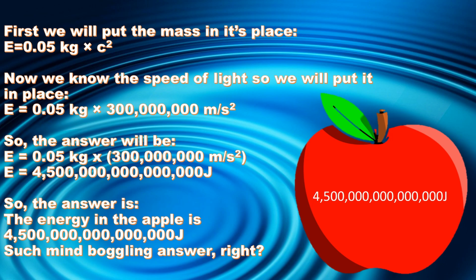So, the answer will be E equals 0.05 kg into 300 million meters per second squared, which is E equals 4 quadrillion 500 trillion joules. So the answer is, the energy in the apple is 4 quadrillion 500 trillion joules. Such mind-boggling, right?